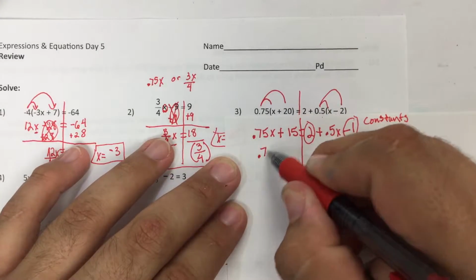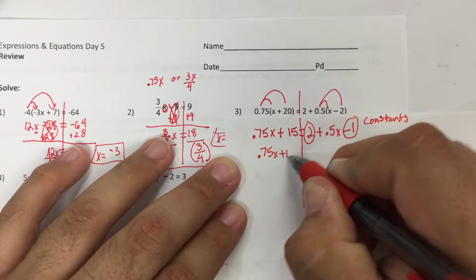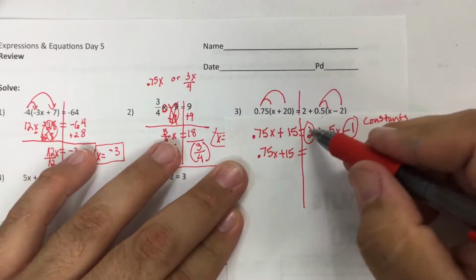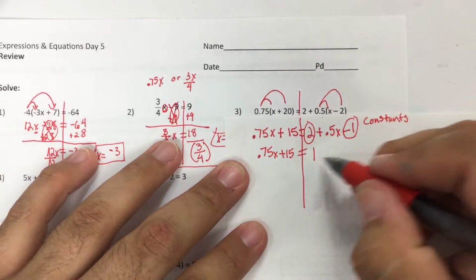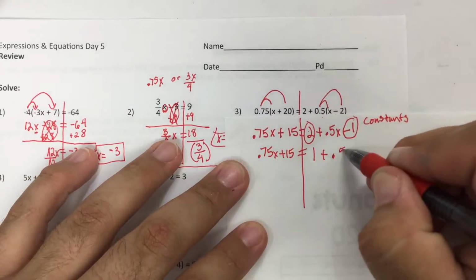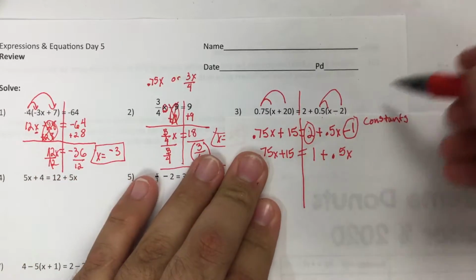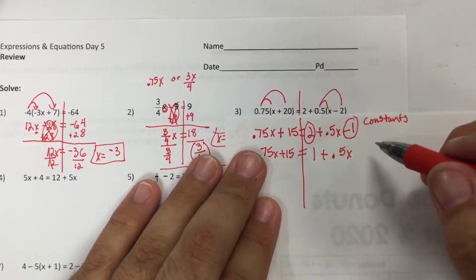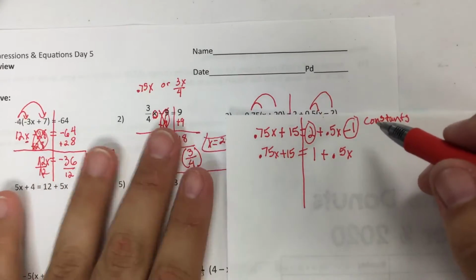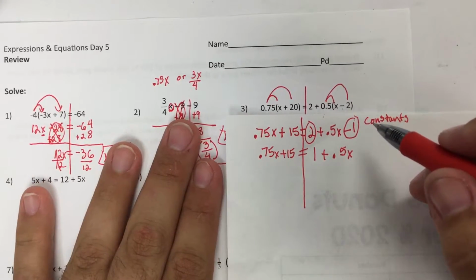So I can combine those two to get 1. So I get 0.75x plus 15 equals, well, 2 minus 1 is 1, plus 0.5x. Now I combine them. Remember, that's kind of like if I added 2 plus negative 1, it is still 1. Okay, now I've done my like terms, I've done distribution.